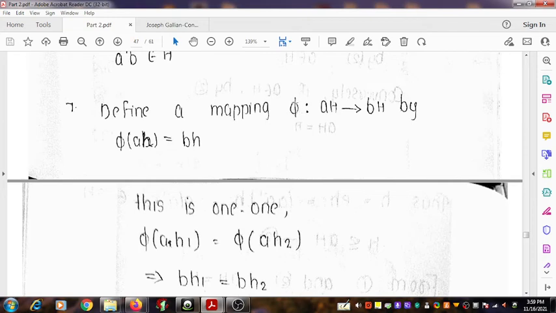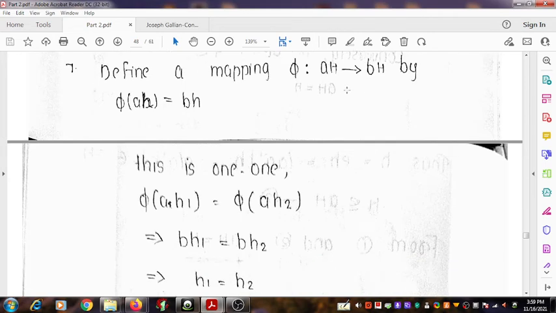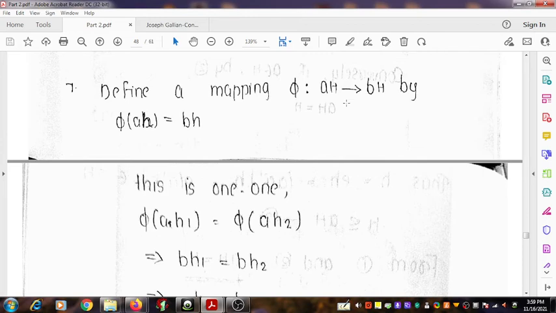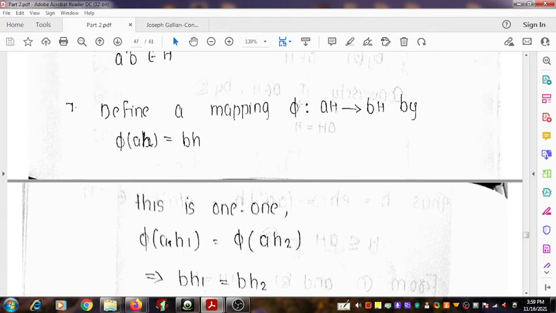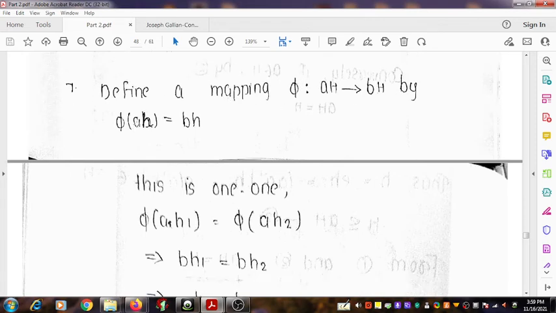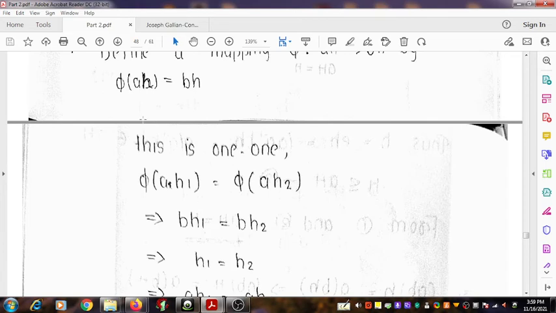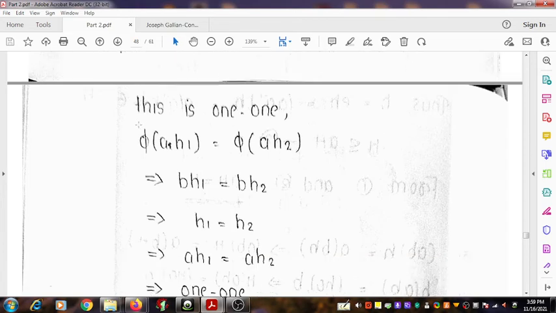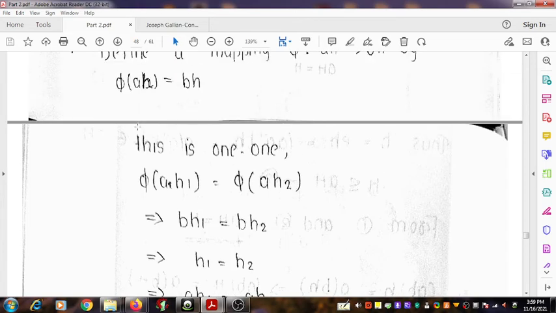So we define a function phi from the first left coset to the second left coset. There is no question of right coset here. So from the first left coset AH to the second left coset BH, it is defined as phi of AH equals BH. Then we will show that this function is one-to-one.